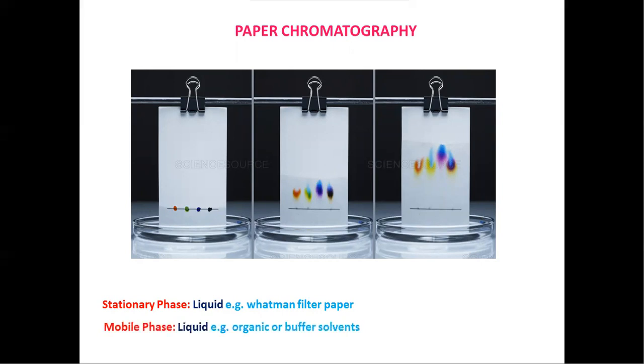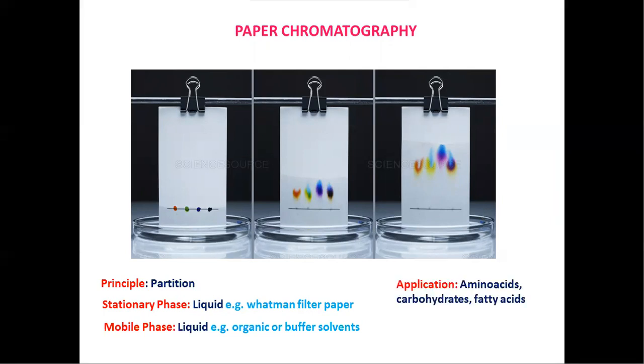And we have the mobile phase. Here the mobile phase is liquid in nature, and usually we take organic or buffer solvents as mobile phase for paper chromatography. The next one is principle. The main principle involved here is partition. The sample particles will be separated depending upon their partition coefficient. Here we have two immiscible phases: the stationary phase is liquid in nature, and the mobile phase is also liquid in nature. So the sample particles will be separated between two immiscible phases, which is called partition. So the main principle here is partition.